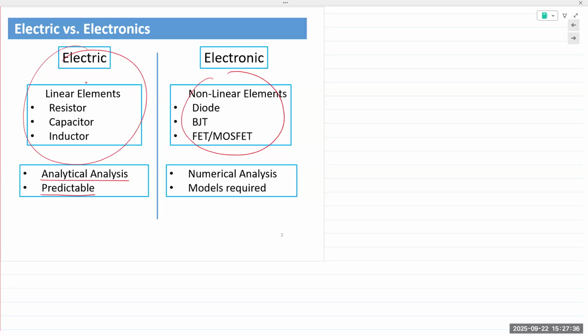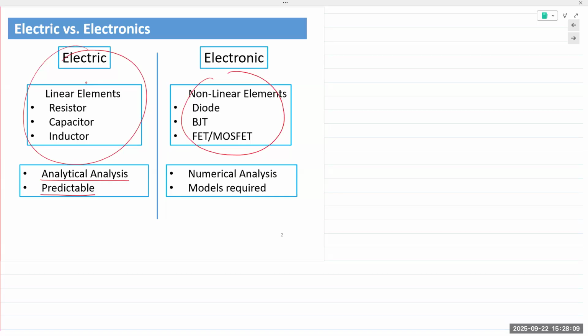Okay. We are concerned with transformation of energy in both cases. But in nonlinear elements like diodes, BJTs, and FETs, we use numerical methods. Our results are not always exact. More often than not, they are approximate. Okay. And to describe these devices, we use different models. For diodes, for instance, there are 3 or 4 different kinds of models that we will study. There are much more than those.